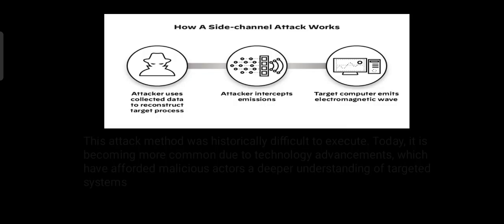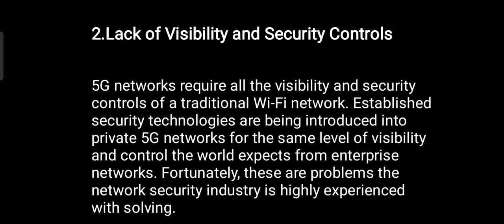So this is a diagram for understanding the side channel attack and how it works. First, the attacker uses collected data to reconstruct the target process. Second, the attacker intercepts emissions. Third, the target computer emits electromagnetic waves.